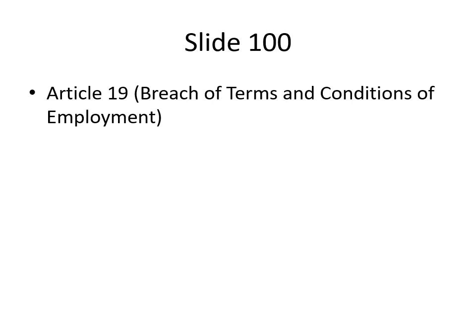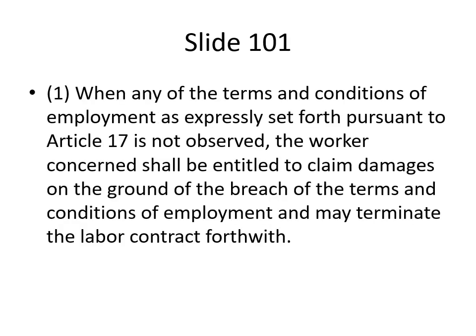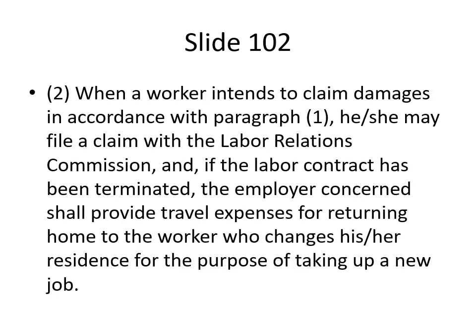Article 19. Breach of terms and conditions of employment. 1. When any of the terms and conditions of employment as expressly set forth pursuant to Article 17 is not observed, the worker concerned shall be entitled to claim damages on the ground of the breach of the terms and conditions of employment and may terminate the labor contract forthwith. 2. When a worker intends to claim damages in accordance with paragraph 1, she may file a claim with the Labor Relations Commission, and, if the labor contract has been terminated, the employer concerned shall provide travel expenses for returning home to the worker who changes her residence for the purpose of taking up a new job.